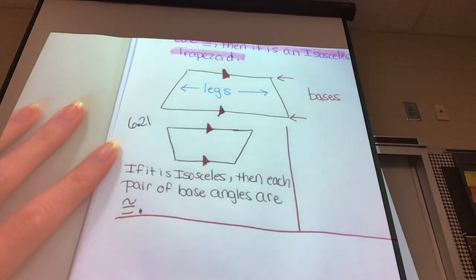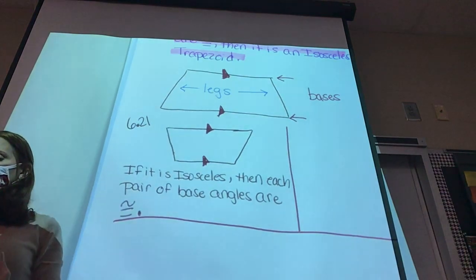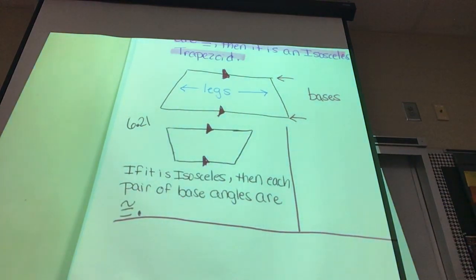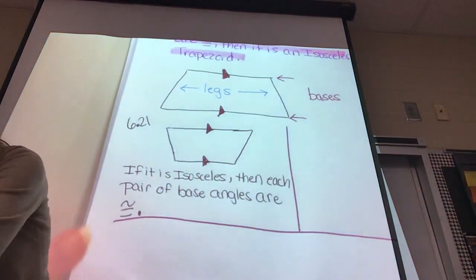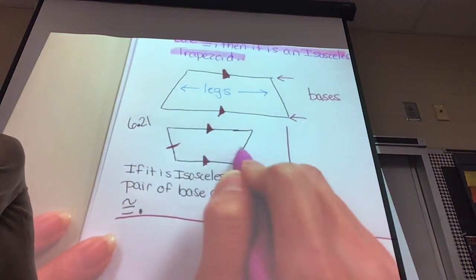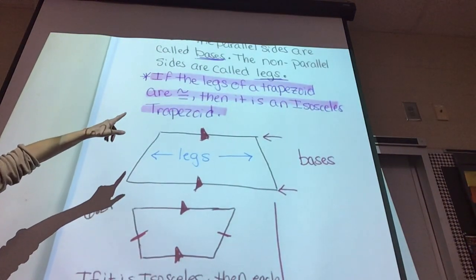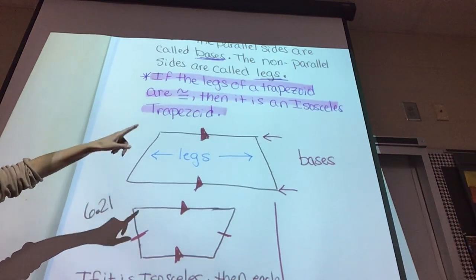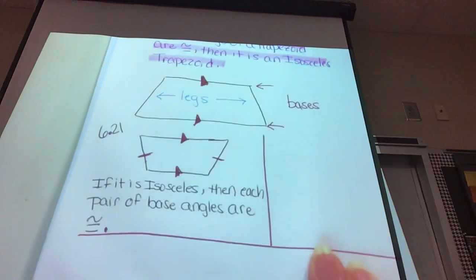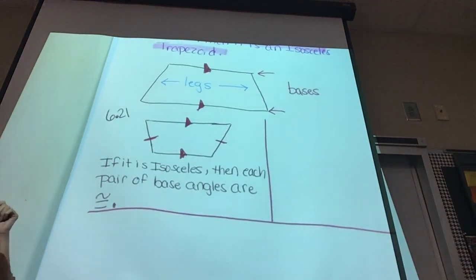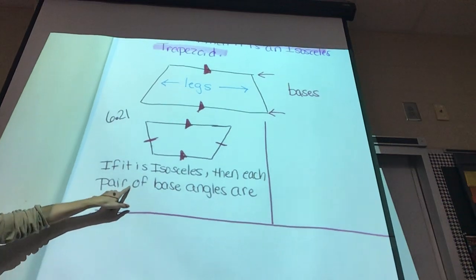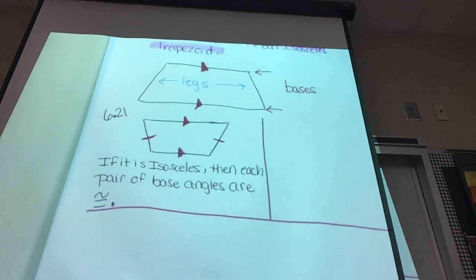Okay? So, we already know in an isosceles, the legs are congruent. Now we found out if it's an isosceles, now each pair of base angles are also congruent. So what does that mean? Well, we already knew this because of what I told you right here. The legs of our trapezoid are congruent, then an isosceles trapezoid. So, we already know that part. Now it's telling us that each pair of base angles are congruent.